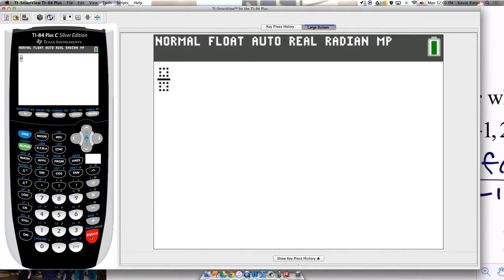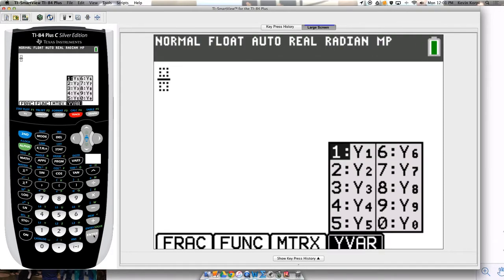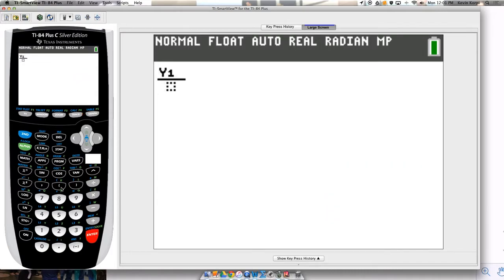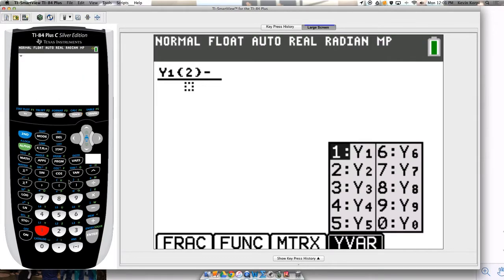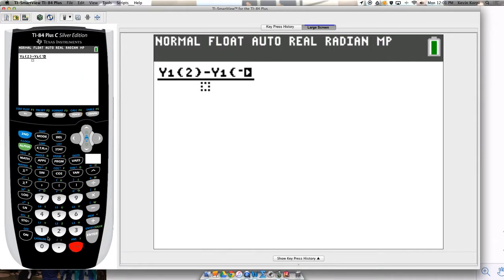Alpha 1 or alpha y equals numerator over denominator. So here we go. F of 2 is going to be the function value, which you can find under the alpha trace menu. There it is. It's in y1. So you put y1 of 2 minus, do it again, y1 of -1.